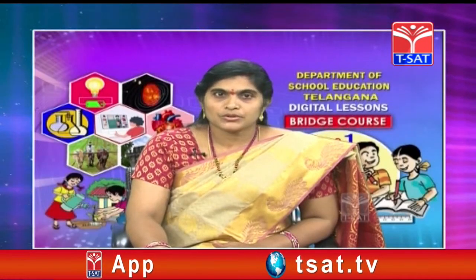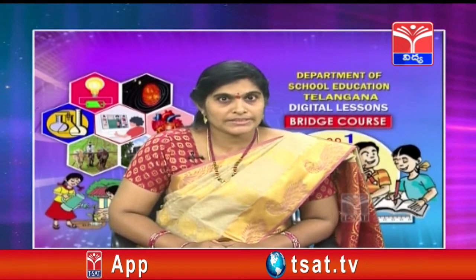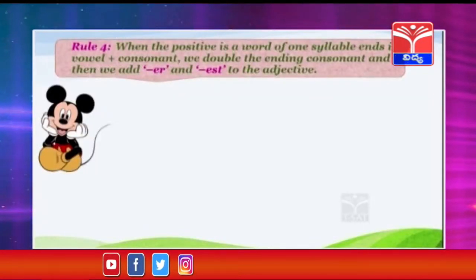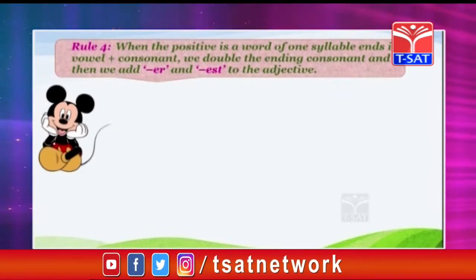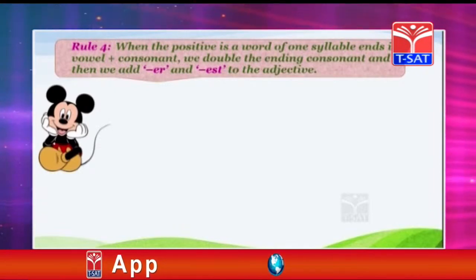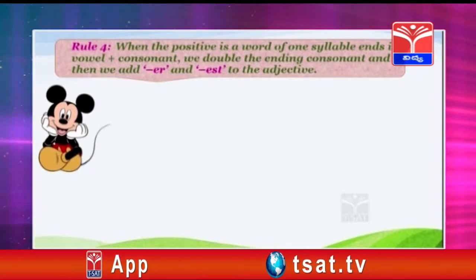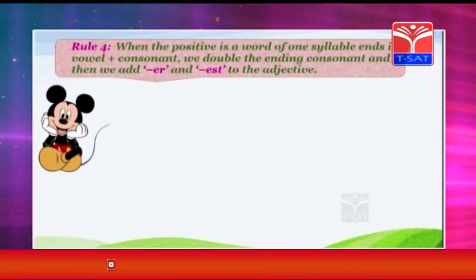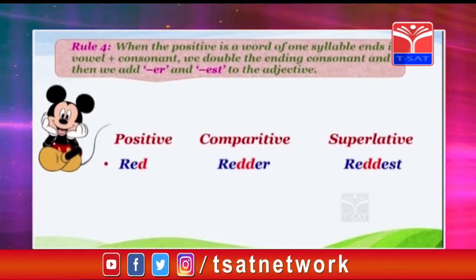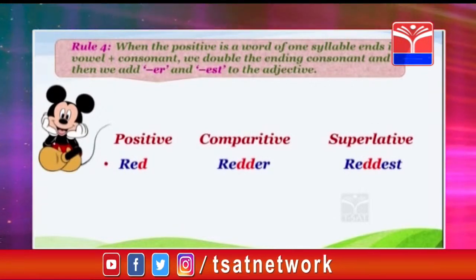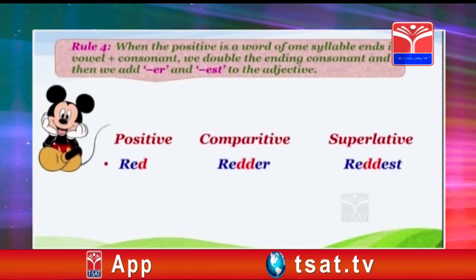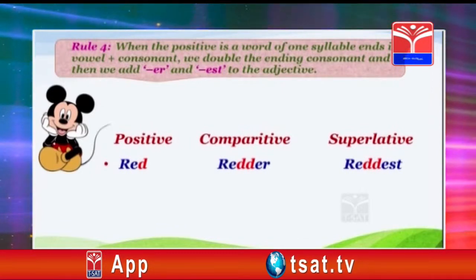Here is our rule number 4. Shall we see what that is, children? Okay. When the positive is a word of one syllable that ends in a vowel or consonant, we double the ending consonant and then we add the letters ER and EST to the adjective. For example, if the word red is there in the positive, we have to double the last letter and add the letters ER in the comparative degree and EST in the superlative degree.